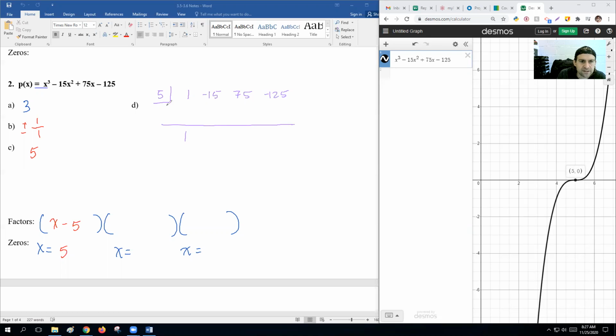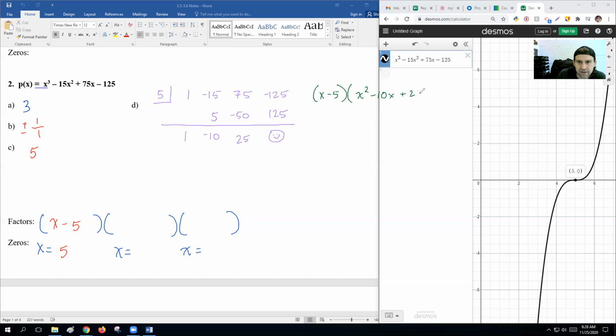All right, drop down the 1, that's 1. 1 times 5 is 5. Add it to negative 15, that's negative 10. Negative 10 times 5 is negative 50. Add that to 75, that's 25. 25 times 5 is 125. Add that up. All right, that's 0. That worked out. So our equation right now is x minus 5 times 1x squared minus 10x plus 25.